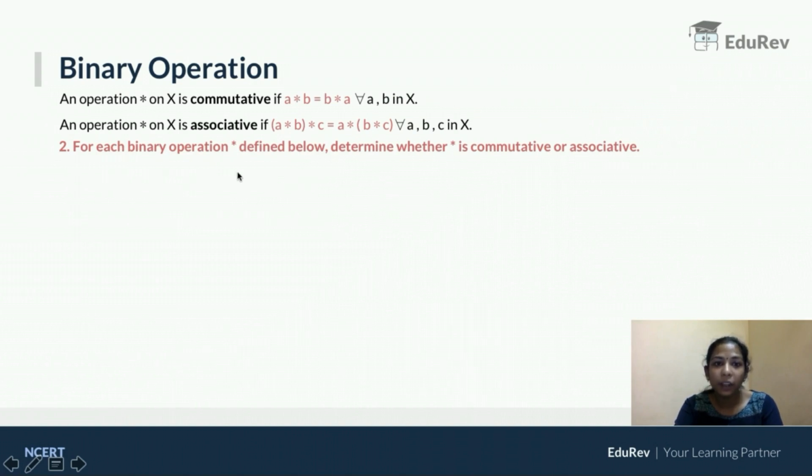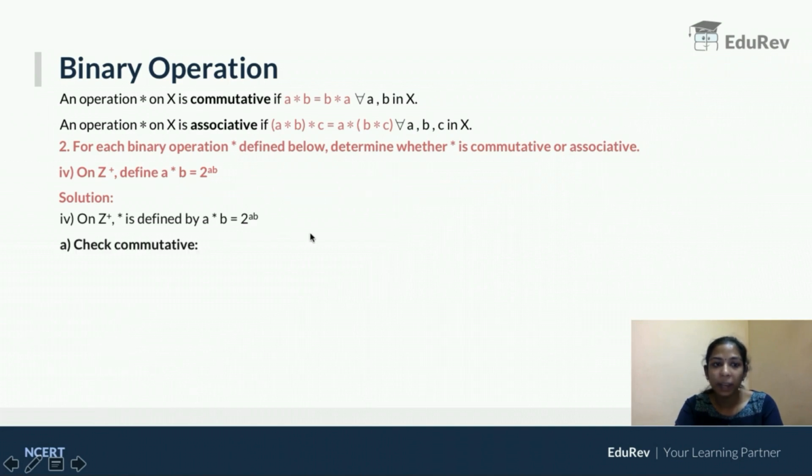For each binary operation star defined below, determine whether star is commutative or associative. Fourth question from NCERT: on positive integers, define A star B is equal to 2 to the power AB. I am taking on Z plus, this is the question they have given, A star B is equal to 2 to the power AB. First, I'll check for commutative.